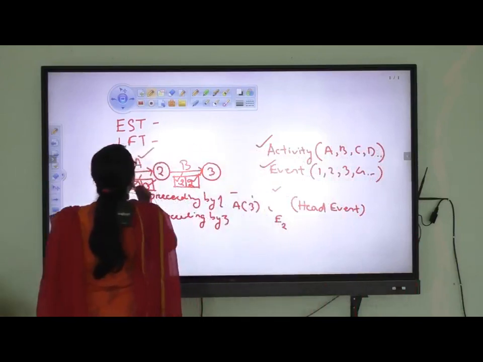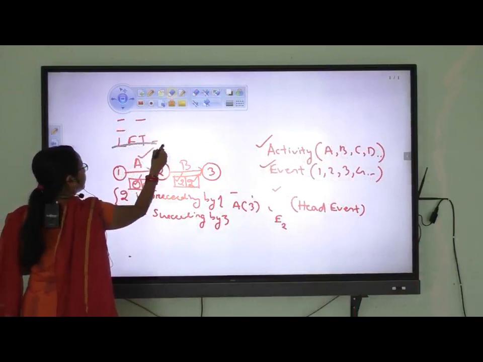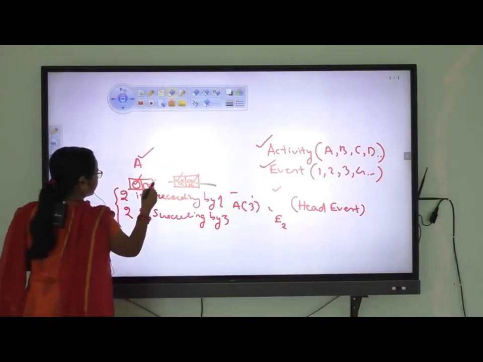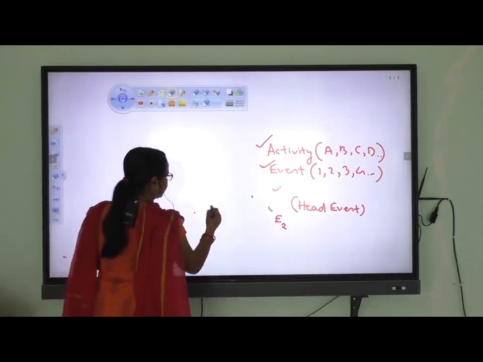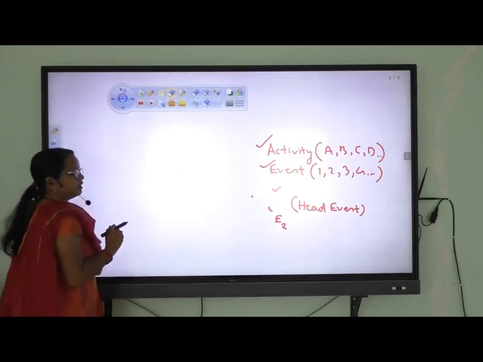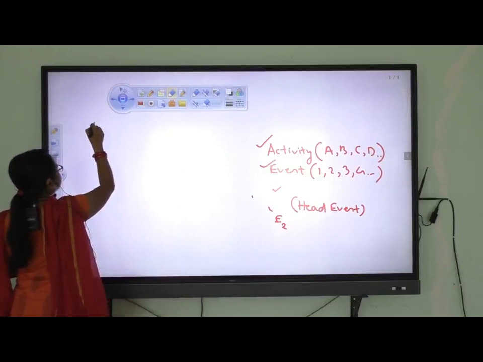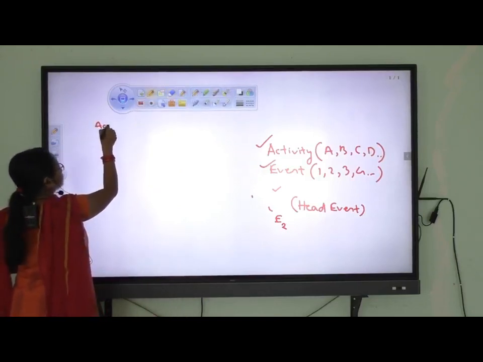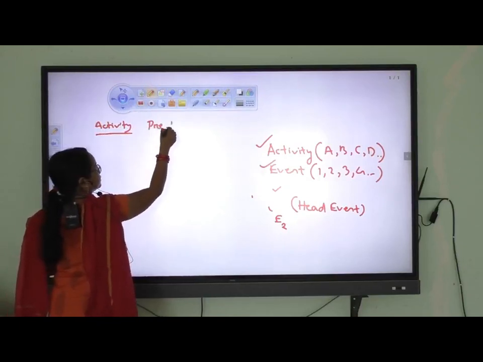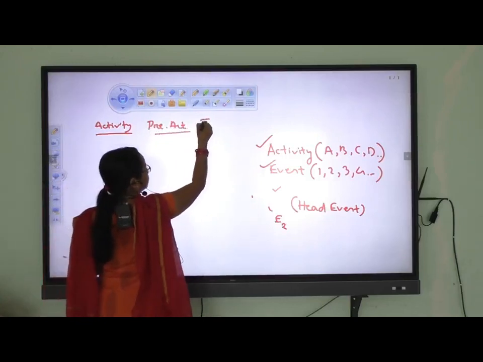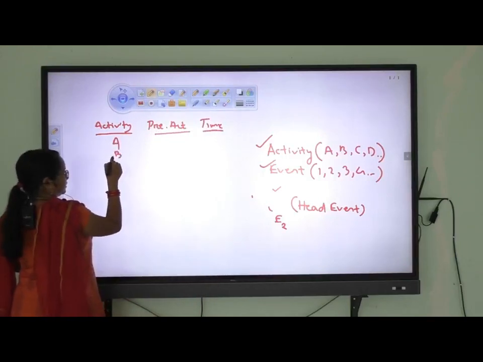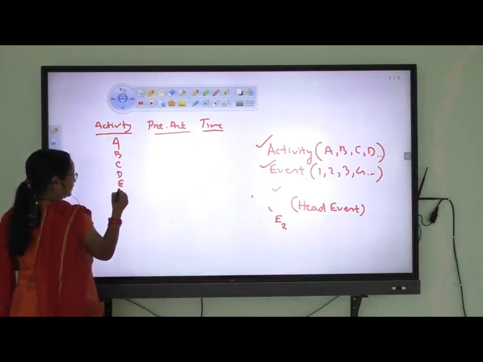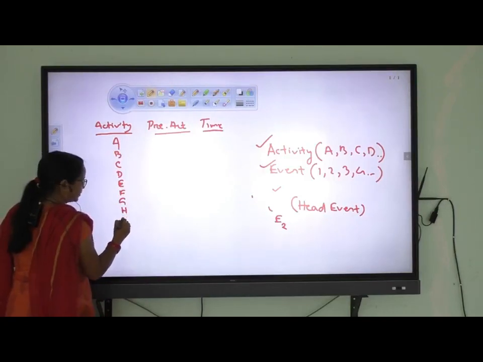Okay, then next, one example. Suppose we have activity, here prerequisite activity, and here time or estimated time, whatever you say. So for activities, suppose I take A, B, C, D, E, F, G, H, I.